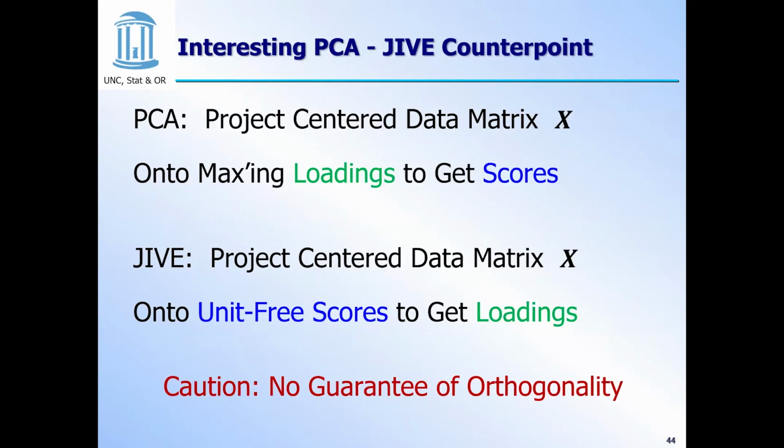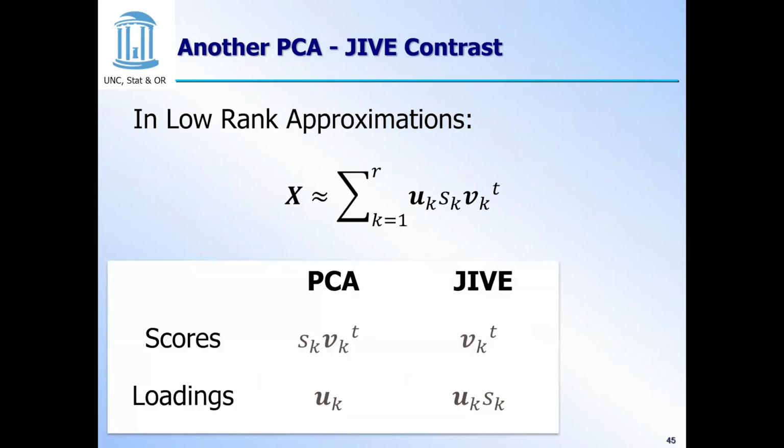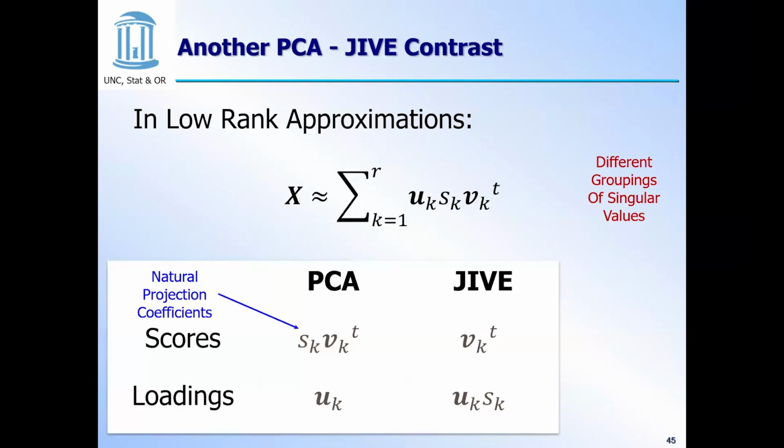One little tricky thing here. In PCA, scores and loadings are all orthogonal to each other. That no longer holds here. There's no guarantee of orthogonality when we do these projections. Just to contrast this again, thinking about these low-rank approximations, everything's using a low-rank approximation with PCA. There are different groupings of the singular values. So these expressions, the only difference is where does the S go? It goes in different directions there.